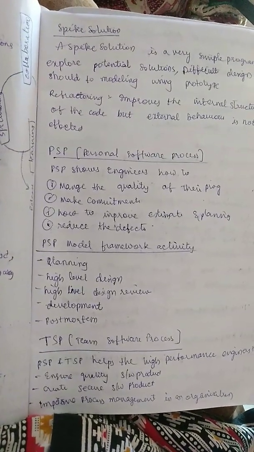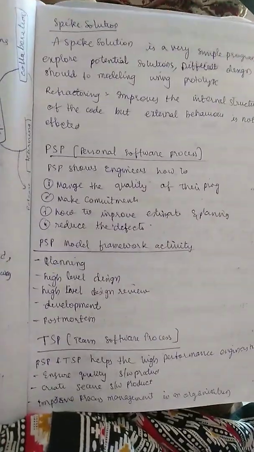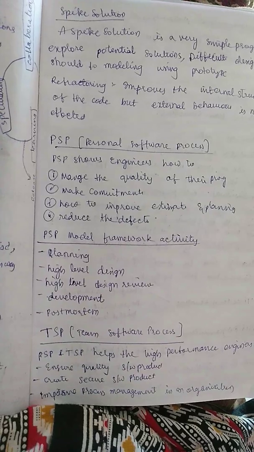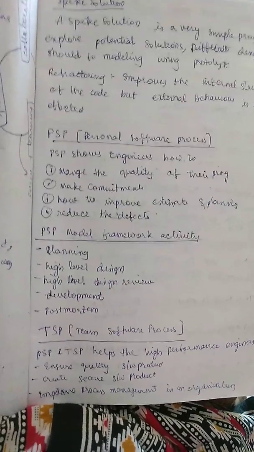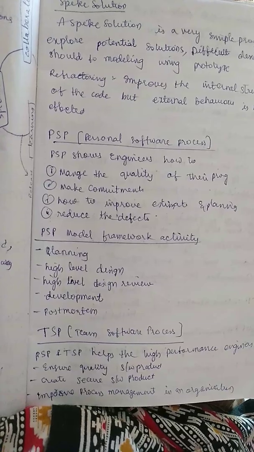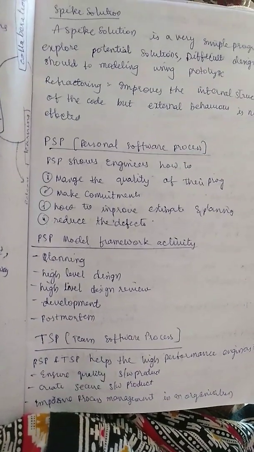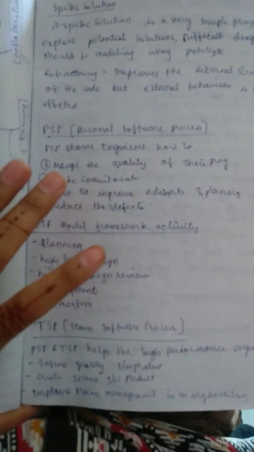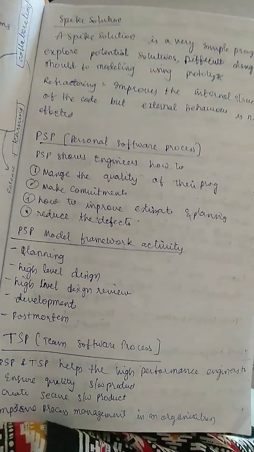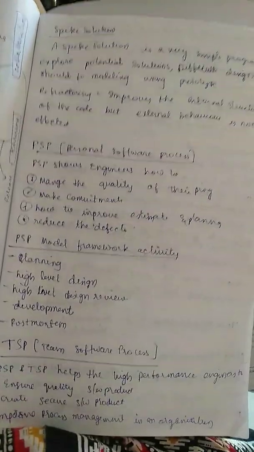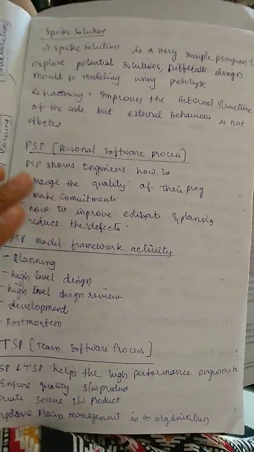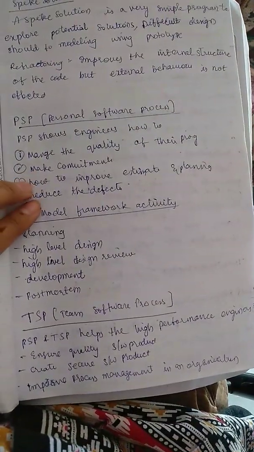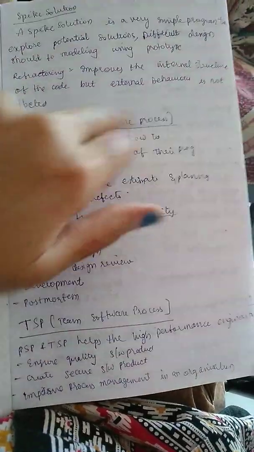And then we will see the small topics in unit 1, which is PSP. What is PSP? PSP is personal software process. PSP shows engineers how to manage the quality of their project, make commitments, how to improve, estimate, and plan, and reduce the defects. Like they may ask in the first bits like that. PSP means nothing but personal software process. Personal software process shows manage, make, how, reduce. This is a very simple thing, right?